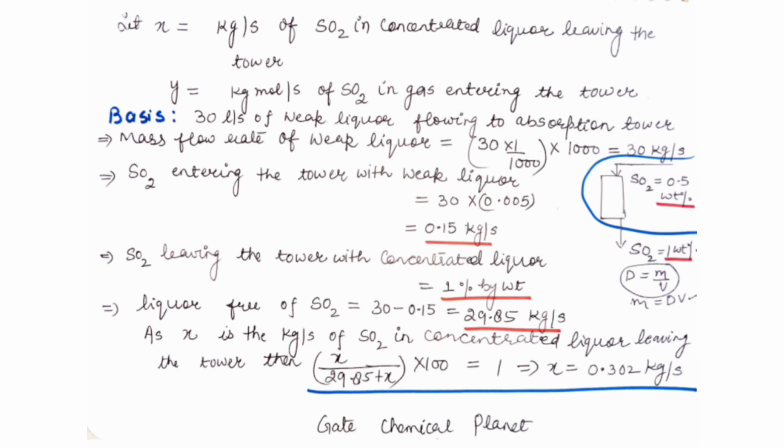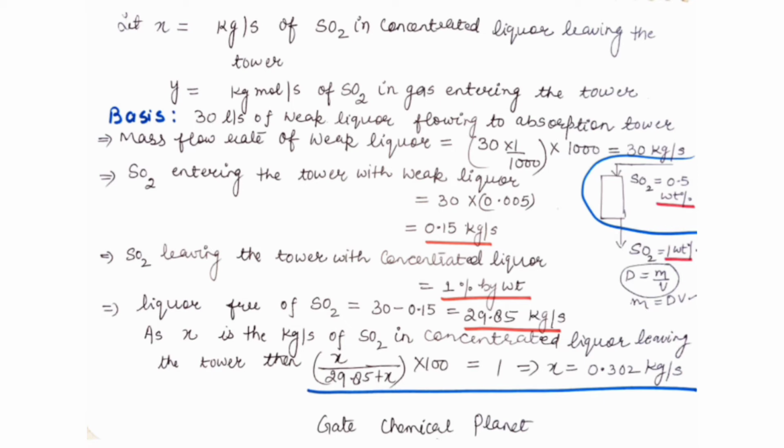Okay, so now let us consider X equals kilograms per second of SO2 in concentrated liquor leaving the tower, and Y is the kilomoles per second of SO2 in gas entering the tower. Now we will select the basis also. 30 liters per second of weak liquor flowing to the absorption tower is the basis.